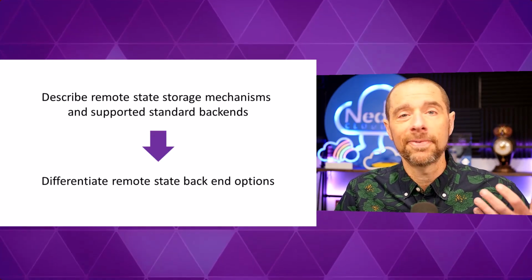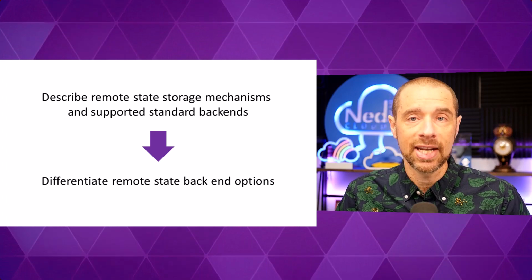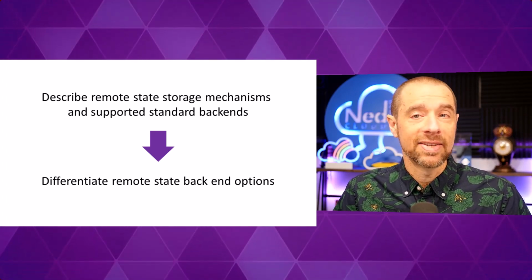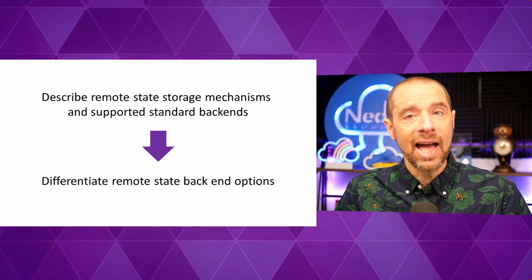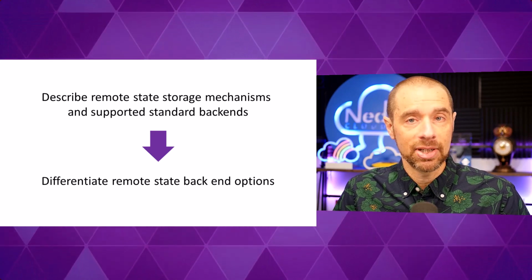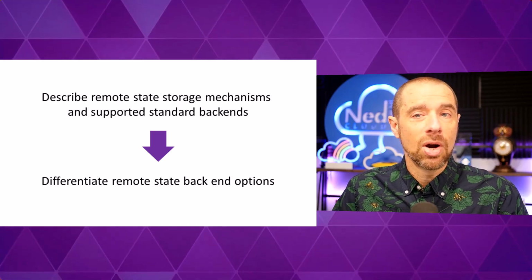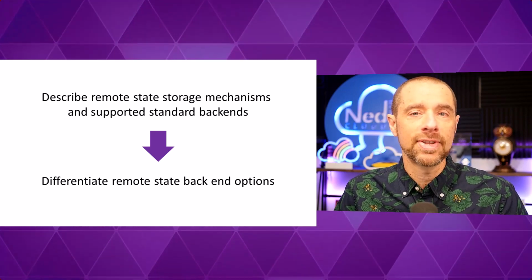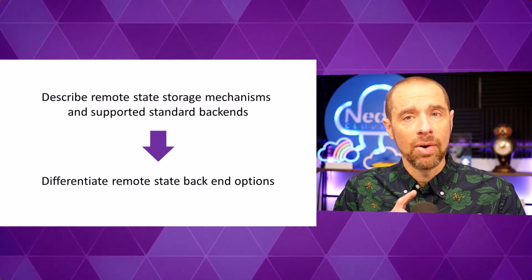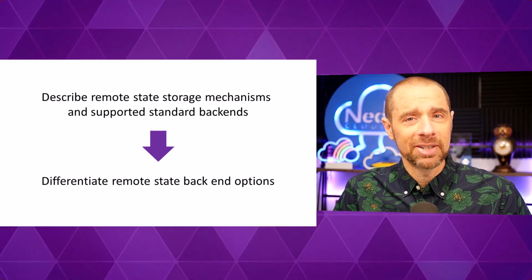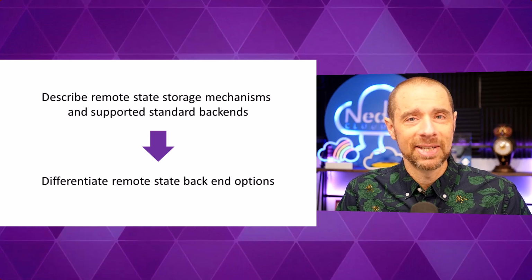To further emphasize the change and also to differentiate the available backends for state data, the objective describe remote state storage mechanisms and supported standard backends has been renamed to differentiate remote state backend options. Essentially, instead of knowing how the different backends work, you simply need to know what features they might support, and that's basically remote state lock and workspaces. Also, the name of the objective is a lot shorter, which I appreciate.